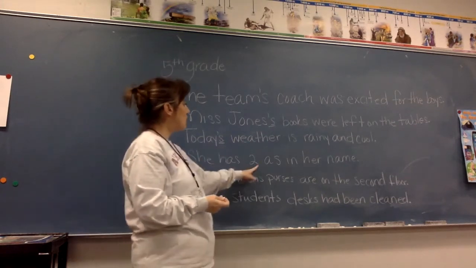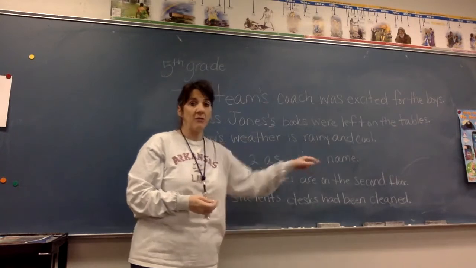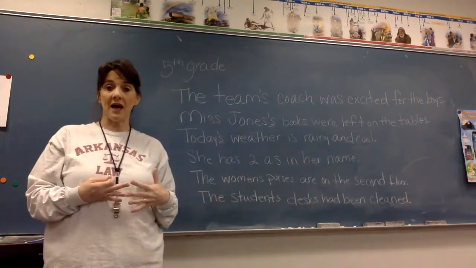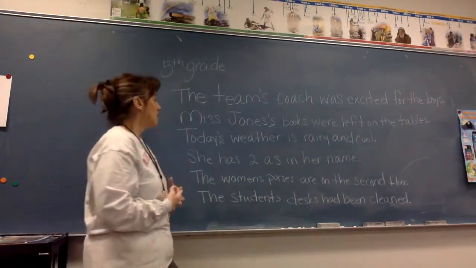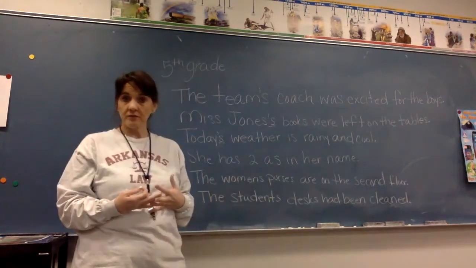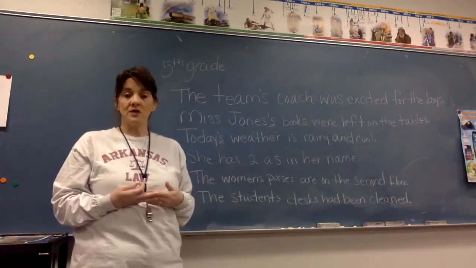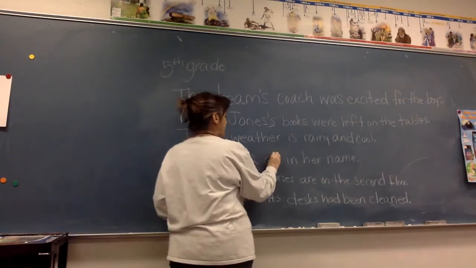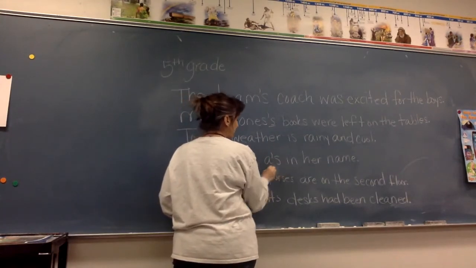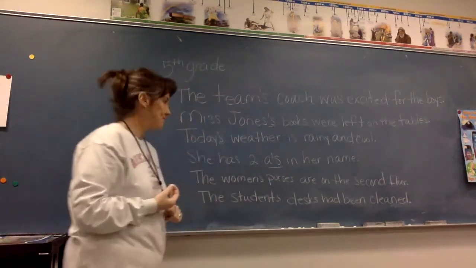She has two A's in her name. Now, this is the only time that we use an apostrophe to make something plural. If it's a letter, then we use an apostrophe to show that it's plural. She has two A's in her name. So A apostrophe S is how we do that.